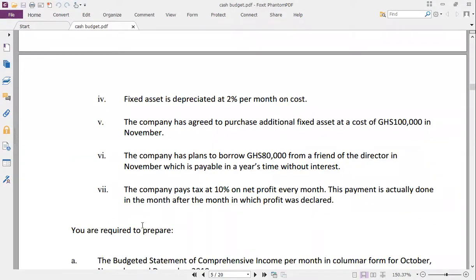Note 7. The company pays tax at 10% on net profit every month. This payment is actually done 1 month after the profits. Let's take it again. This payment is actually done in a month after the month in which profit was declared. So in simple terms, the tax is paid 1 month in arrears. So basically, that is it.